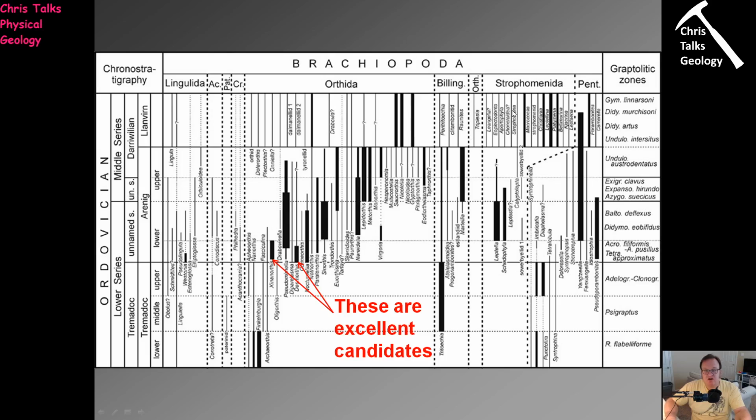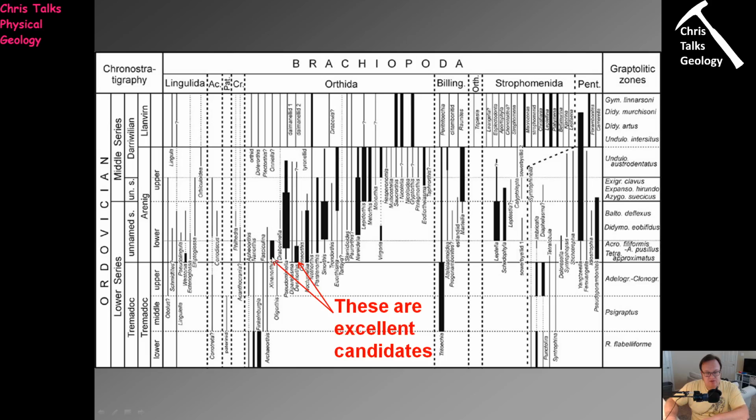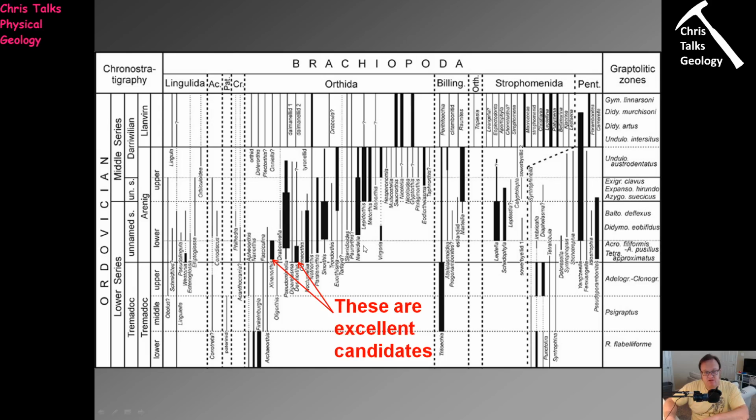So if I look at this diagram here, this is for a whole range of brachiopod fossils from the Ordovician. If I'm looking at these and thinking to myself, which ones would make really good fossils for producing a range zone? Well, first of all, I want the ones that have a short range. Here we go. These 2 would be spectacular options, wouldn't they? Look at them. They're only around for a very, very limited period of time. And if they happen to readily fossilize, be easily identifiable, and be geographically widespread, that would be truly spectacular. So this is the kind of thing that I'm looking for. These fossils are what I really, really want.